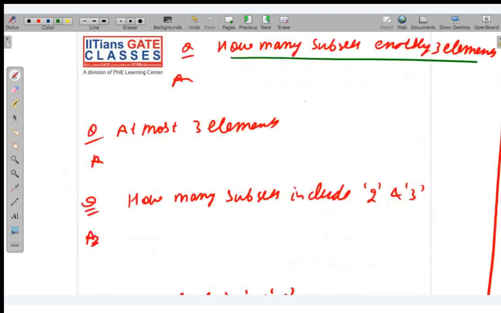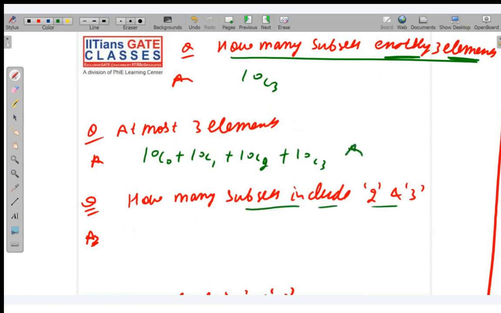Next is how many subsets of exactly 3 elements. Now size is given to us, exactly 3 elements. Very simple, 10C3. Next, at most 3 elements. That means size 0, size 1, size 2, size 3. This is my answer.